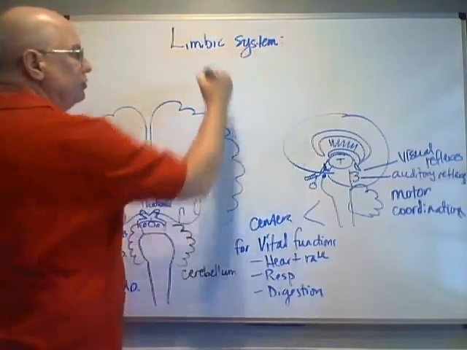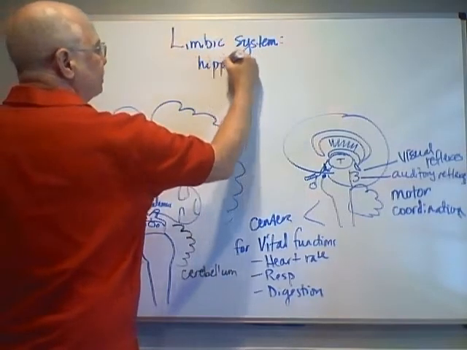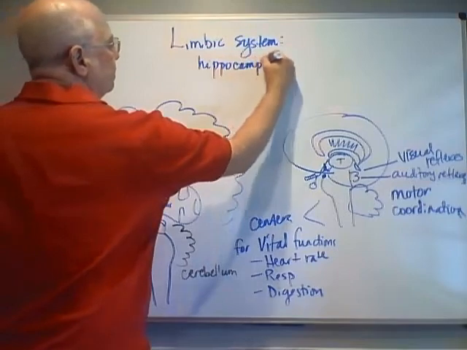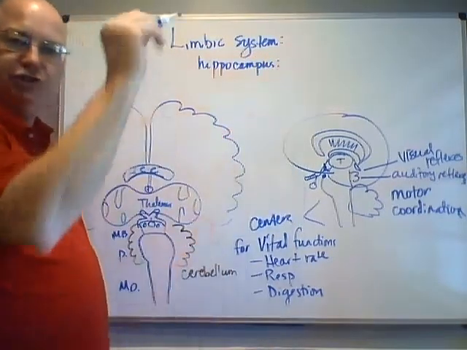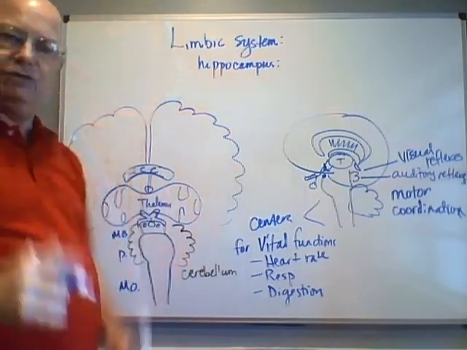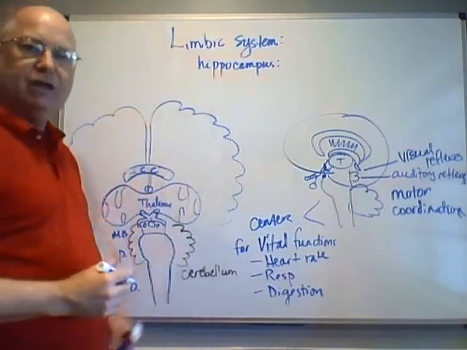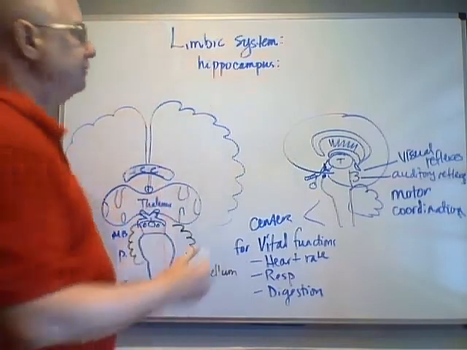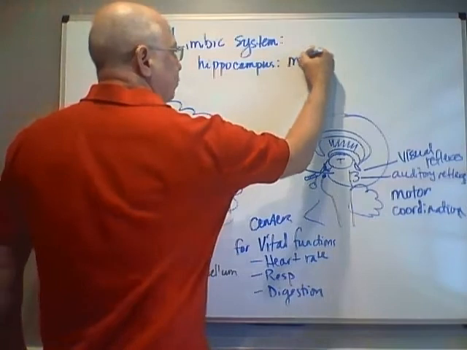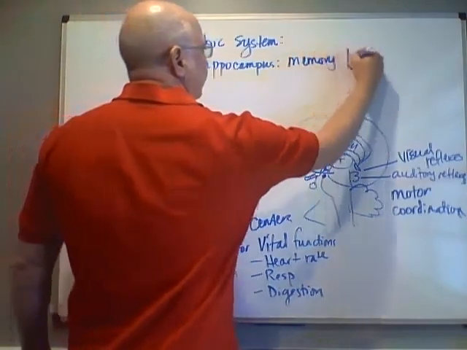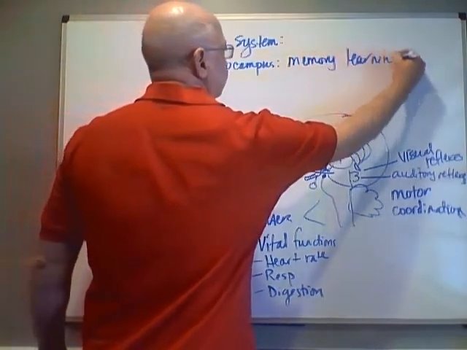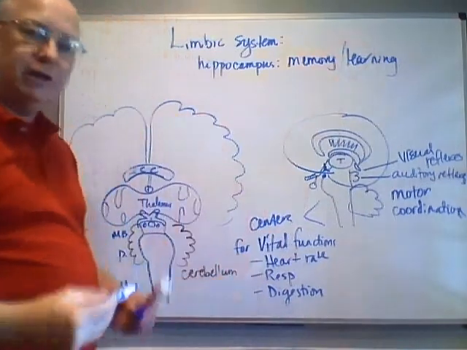And so the limbic system, a couple of the major structures, one is called the hippocampus. Hippocampus means seahorse because it's shaped like a little seahorse. It's a little odd-shaped structure. It's where I did a lot of research at one point in my career in memory and learning. The hippocampus is where we have memory and learning. This is where we consolidate memories.